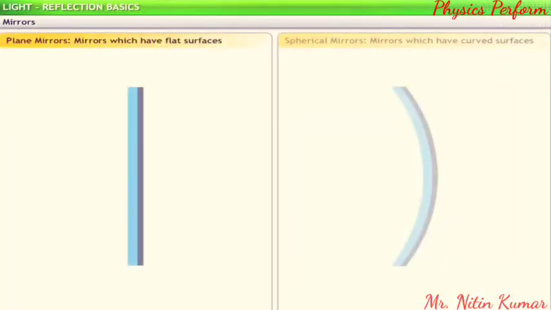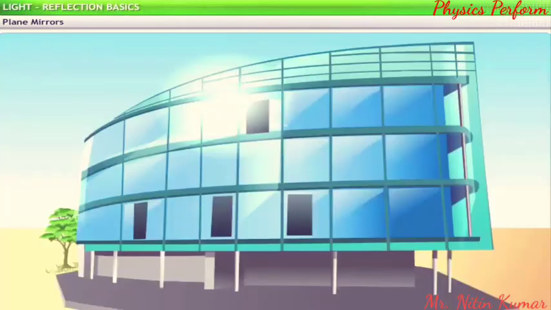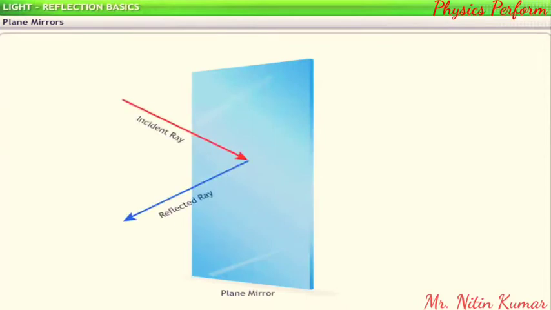Mirrors can be broadly classified into plane mirrors, which have flat surfaces, and spherical mirrors, which have curved surfaces. In this lesson, we will look at reflection in plane mirrors. Plane mirrors have flat, smooth surfaces. Plane mirrors are most commonly used for personal grooming, decoration, and architecture. These mirrors are constructed by coating silver on one side so that the other side can reflect smoothly.